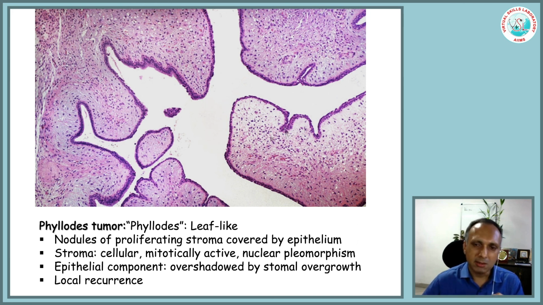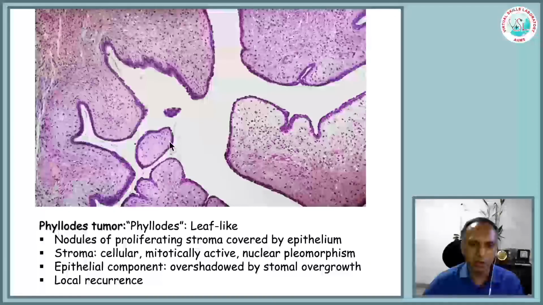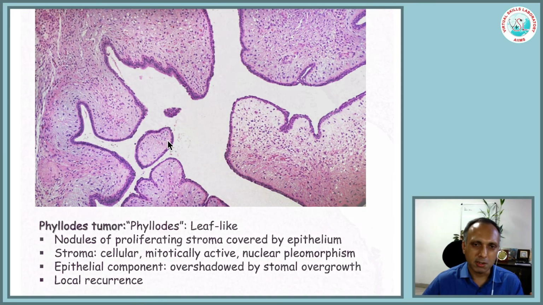And usually it is the stromal component which overshadows the epithelial component in a phylloides tumor. The importance of phylloides tumor is that it may show a lot of local recurrences much earlier and much more frequently than a fibroadenoma. Therefore, the margins of resection are very important in a phylloides tumor.